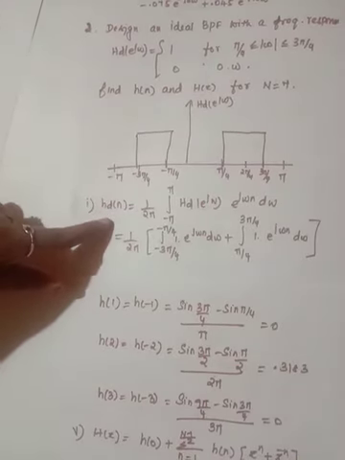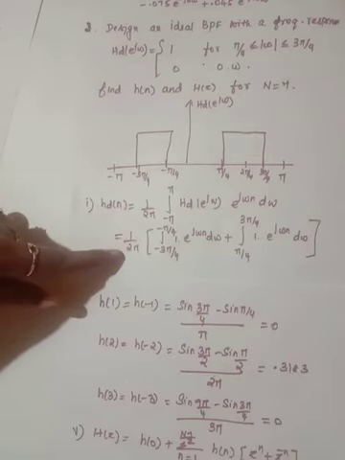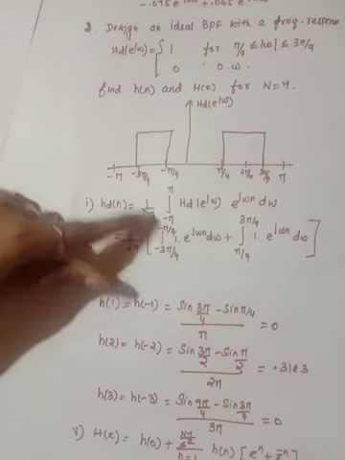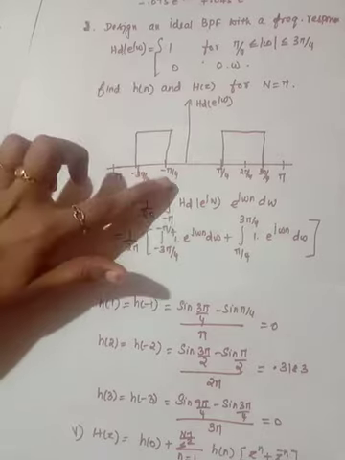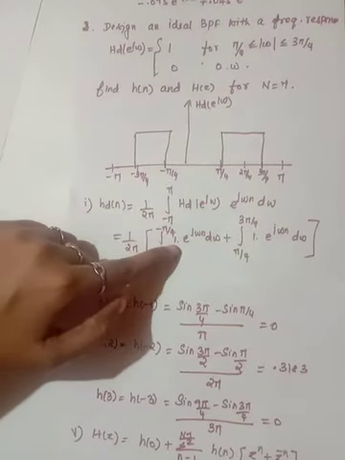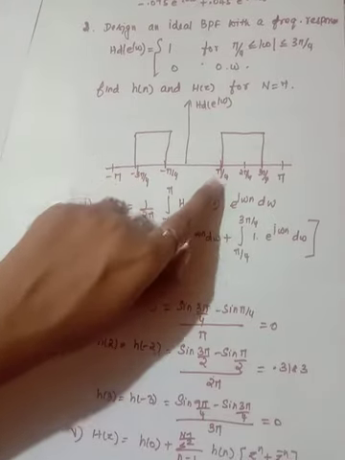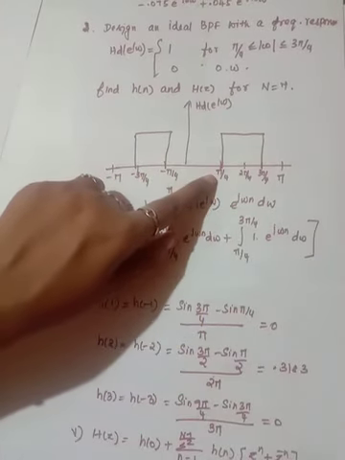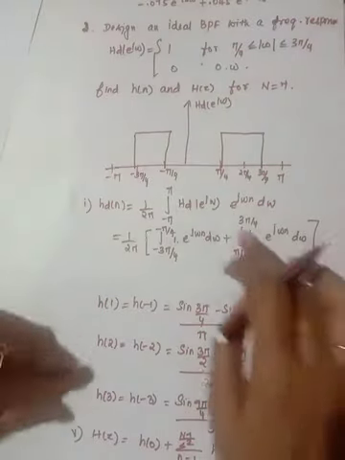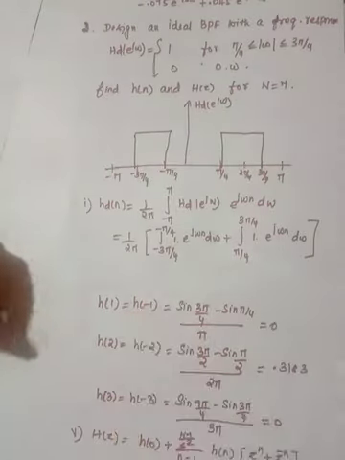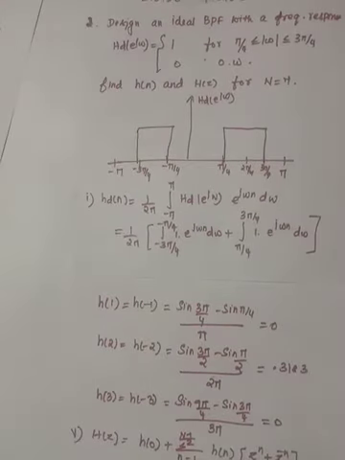The next step is we need to find hd of n. We use the same formula, and substituting the values here, from minus pi to minus 3 pi by 4 it is 0. From minus 3 pi by 4 to minus pi by 4 the value is 1, so the remaining value is 0, so there is no need to write it. We are already familiar with writing this. Now pi by 4 to 3 pi by 4, the value is 1. Now I need to find this hd of n.